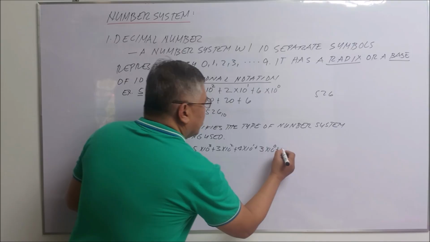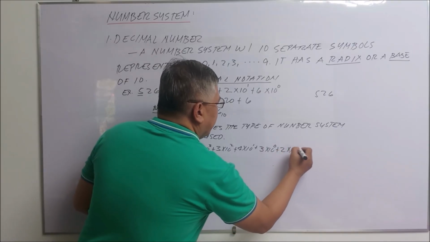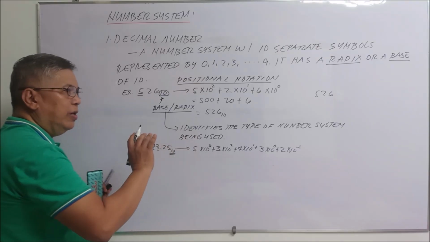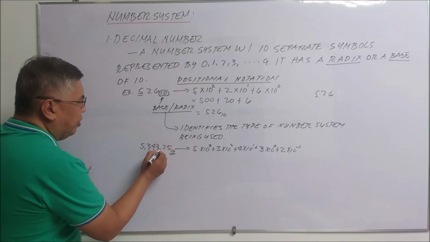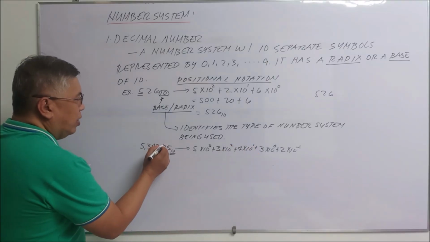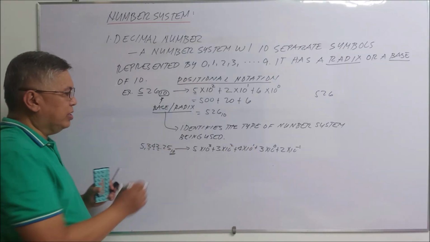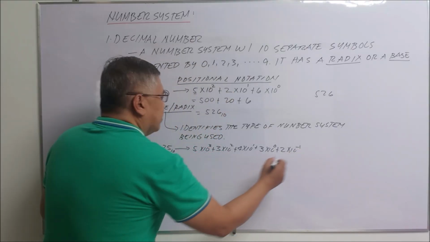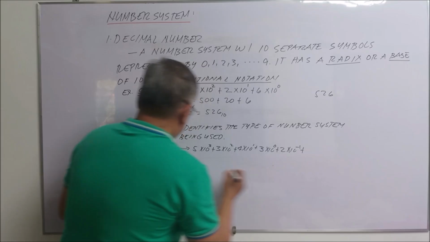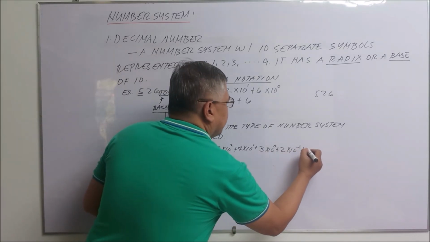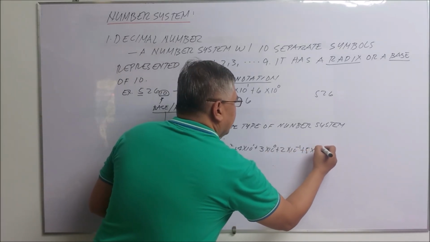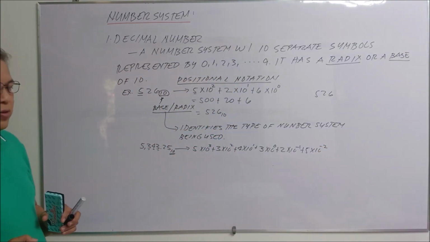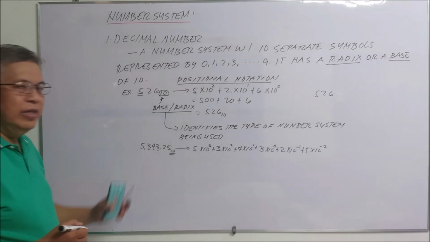plus this one here, 2. So you have 2 times 10 to the minus 1. So you start counting minus 1, minus 2 after the decimal point going to the right: minus 1, then minus 2. That is the power of your number. Then plus 5 times 10 to the minus 2. That is the positional notation of this particular number.